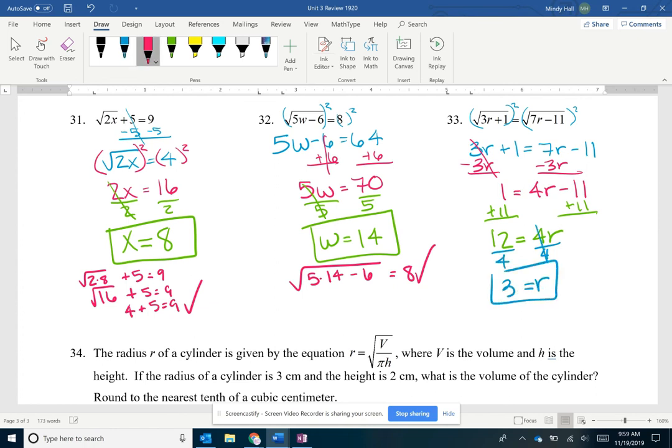And then again, your quick check, you would have square root of 3 times 3 plus 1 equals the square root of 7 times 3 minus 11. 3 times 3 is 9 plus 1 is 10. And 7 times 3 is 21 minus 11 is also 10. So we are good again.